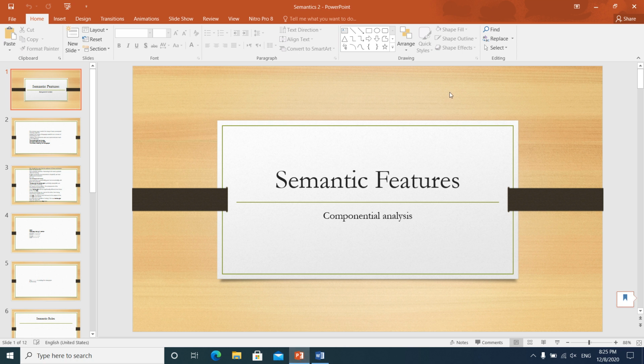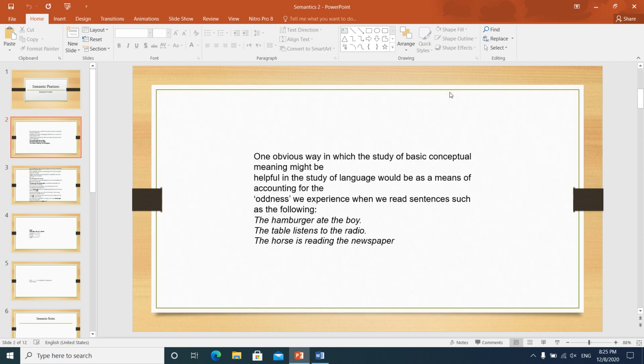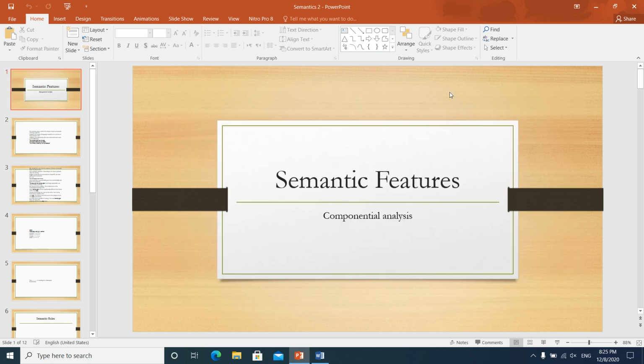Today we shall talk about semantic features. We are still in the domain of semantics, and as we know, this is our second lecture on semantics. By semantic features, we mean componential analysis of any given word. I think you are familiar with this idea or this concept from your second year. In your grammar book, second year, you have tackled this topic.